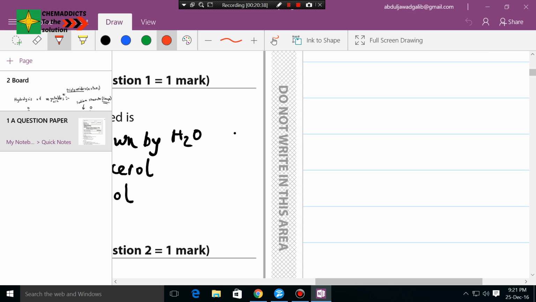Here it is. Let us read the question once again. When a vegetable oil such as palm oil is hydrolyzed, the alcohol produced is this one, this one, this one, or this one. From before we have seen that the product is triol, more specifically propane 1,2,3 triol. So the answer should be D.